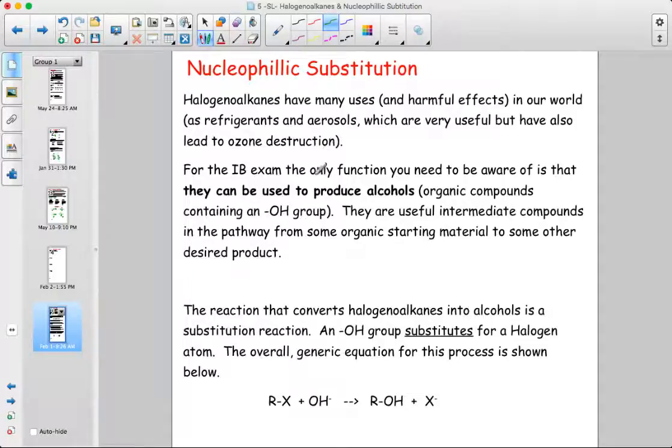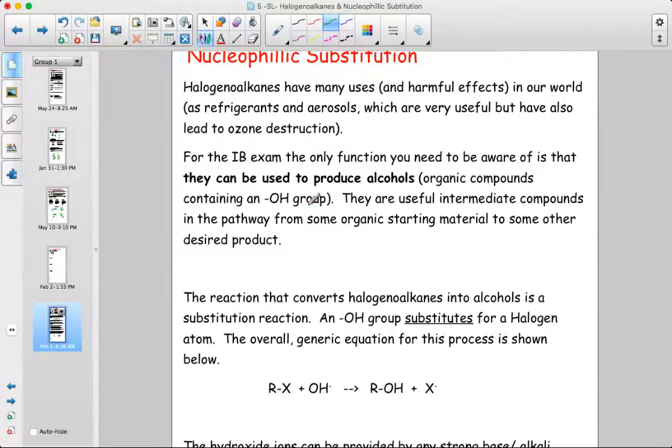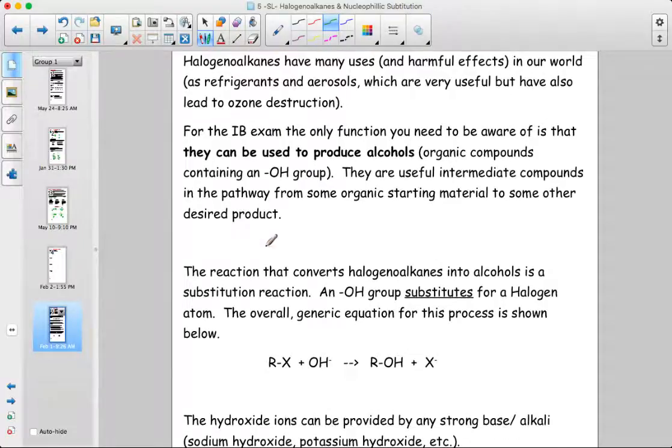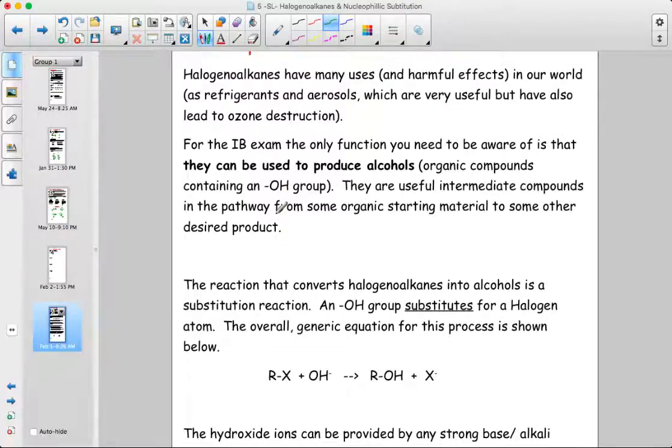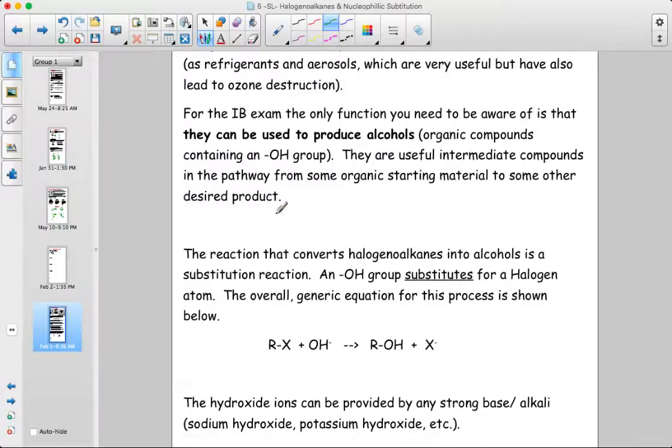So we've talked about the ozone layer and ozone destruction before. And so those molecules, the CFCs, the chlorofluorocarbons, are the compounds that are affecting the ozone layer. But for the IB exam, all you need to know is that halogenoalkanes can be used to produce alcohols. And alcohols are organic compounds that contain an OH group. So really for the IB exam, all you need to know about halogenoalkanes is they are a useful step along the way towards making alcohols and then making other types of organic compounds.